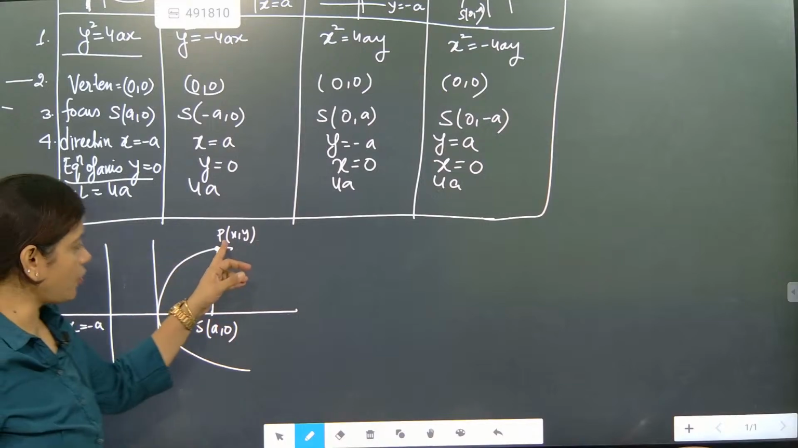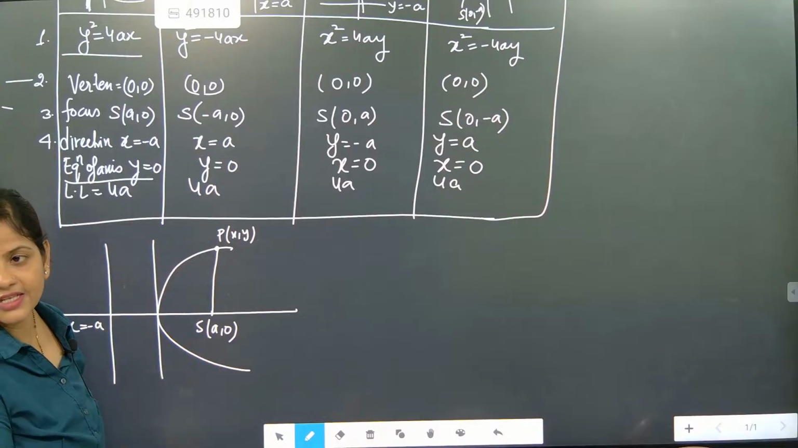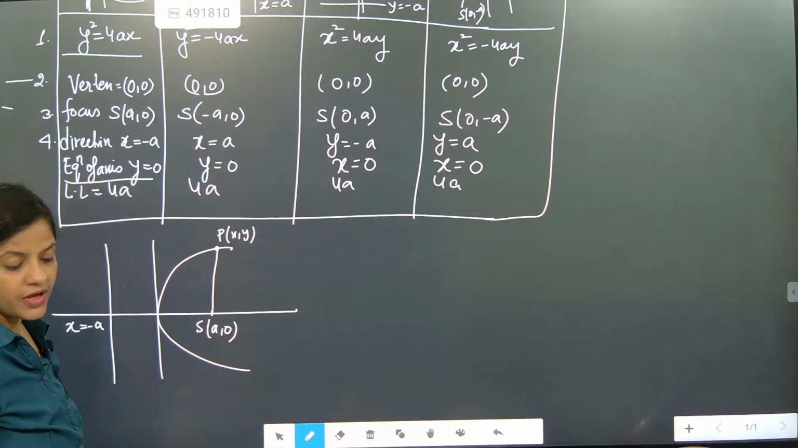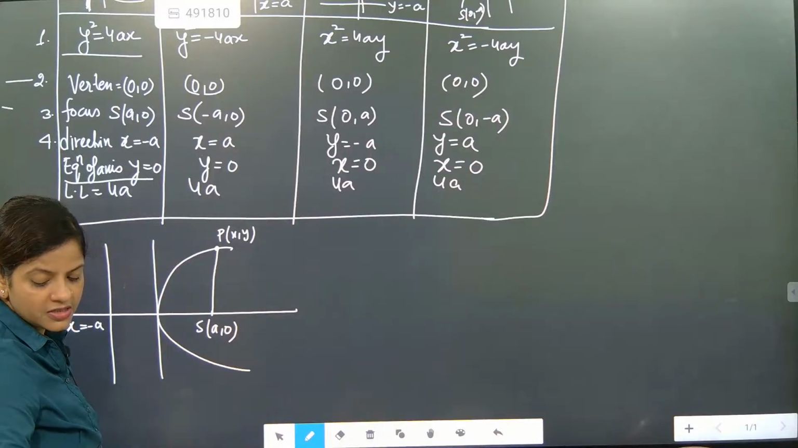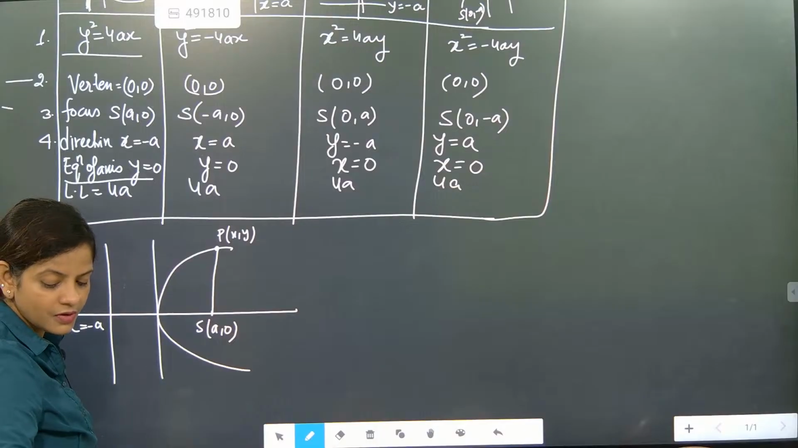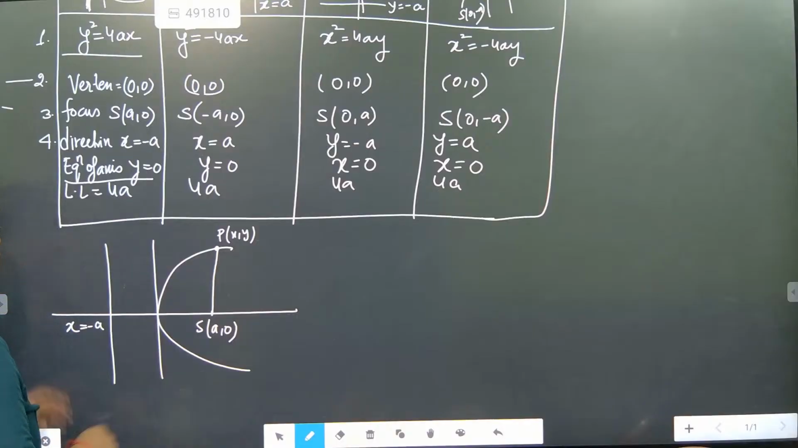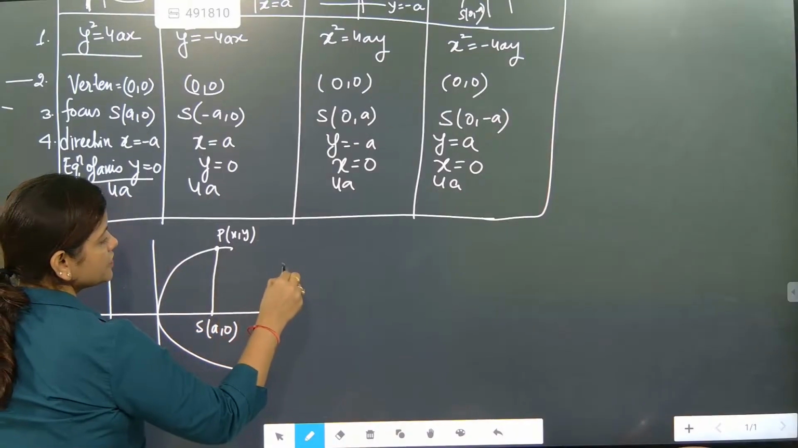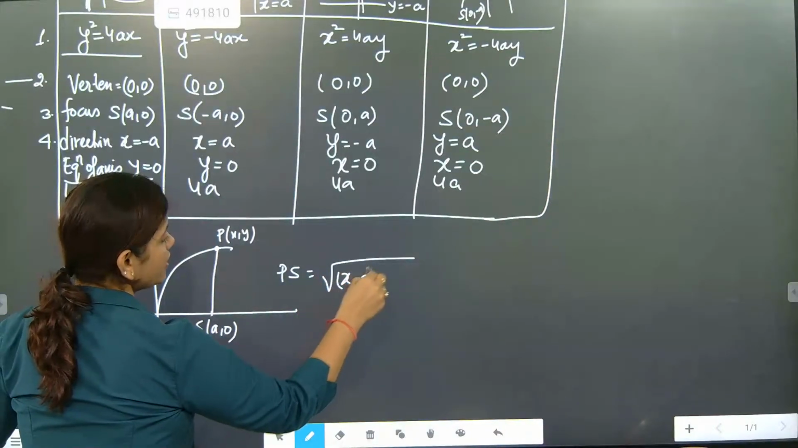From the arbitrary point, see, the point which moves on the curve will be considered as an arbitrary point. Understood? And this arbitrary point plays a very important role, beta. So the point which moves on the curve will be considered an arbitrary point. So here the arbitrary point is playing a vital role. So here the distance PS, what will be the distance PS? Focal distance. So it will be the square root of (x minus a) whole square plus y square.